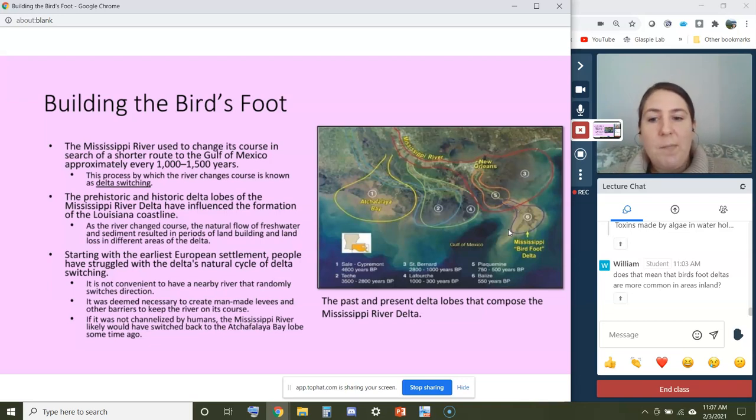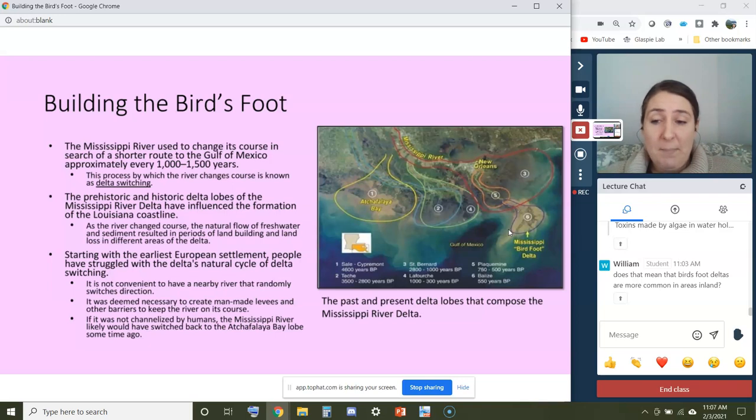Starting with the earliest European settlement, people really had a hard time with this feature of the Mississippi River. It's not really convenient to have a nearby river that randomly switches direction. You don't really want the river to suddenly be flowing over the place where you've built your house one day. So it makes sense that it was deemed necessary to channelize the river and create man-made levees and other barriers to keep the river on course. And this was done pretty much in the 1930s, when we started to really prevent the river from switching to a different lobe.